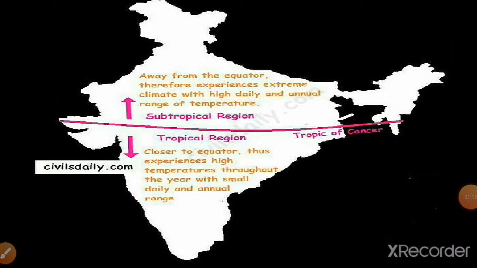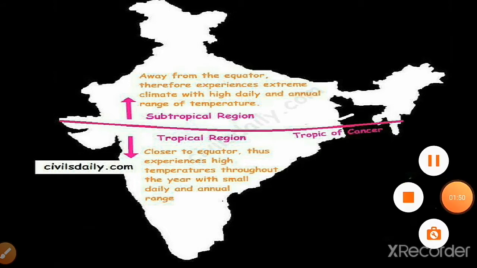Based on the latitudes, the Tropic of Cancer divides our country into two halves. The northern part is subtropical region and southern part is tropical region. This subtropical region is away from the equator, therefore experiences extreme climate with high daily and annual range of temperature. The tropical region is closer to equator, thus experiences high temperature throughout the year with small daily and annual range.